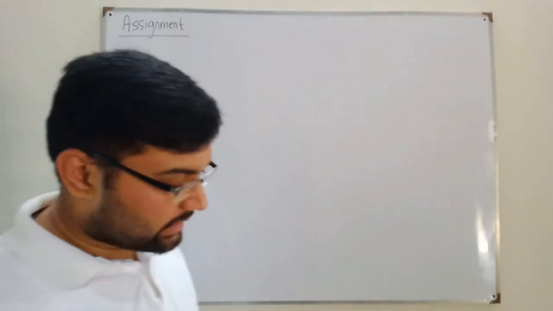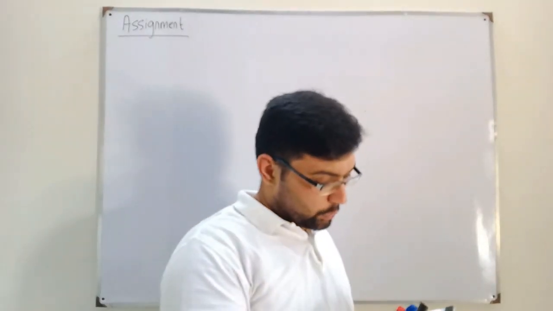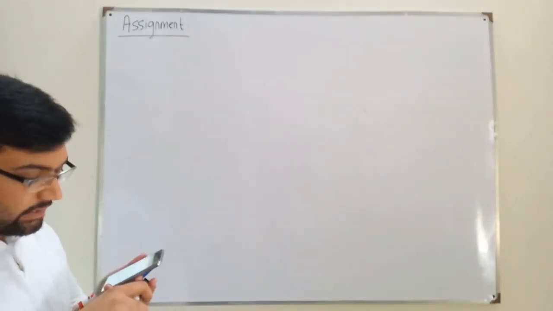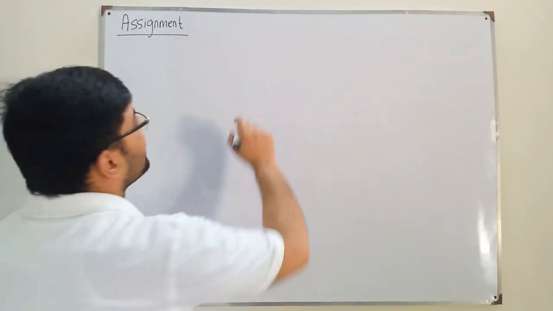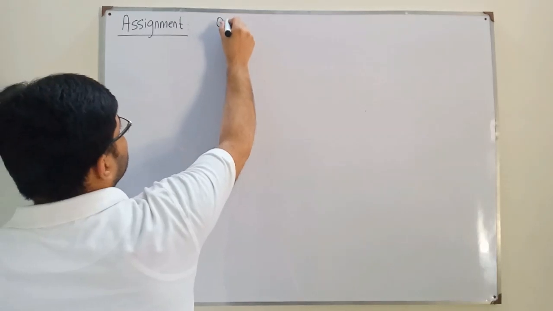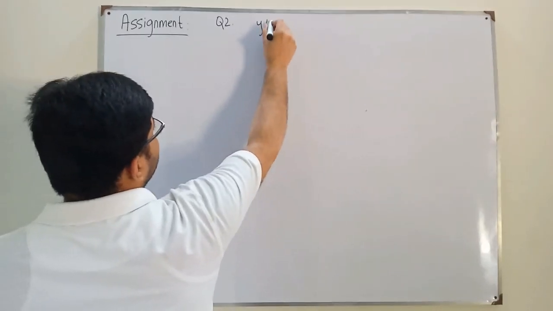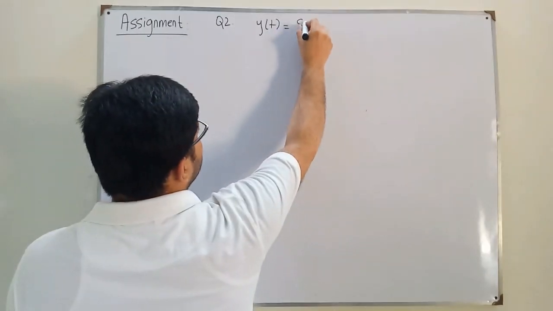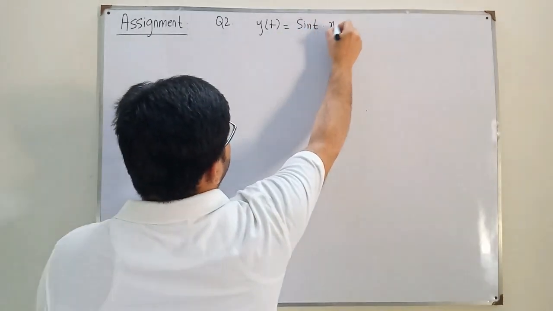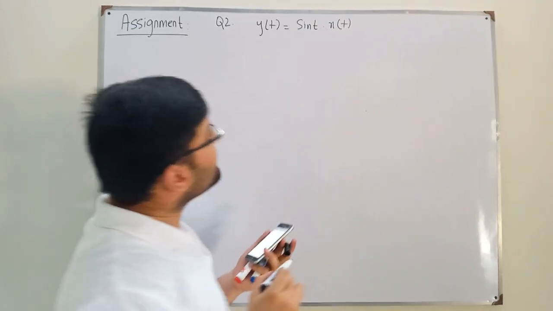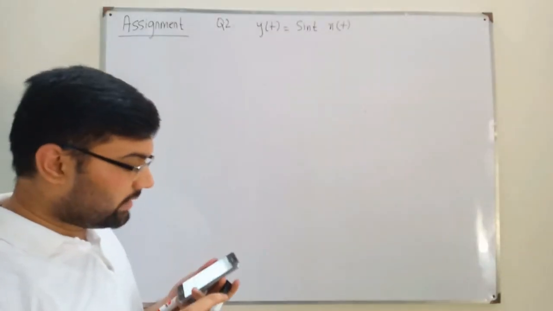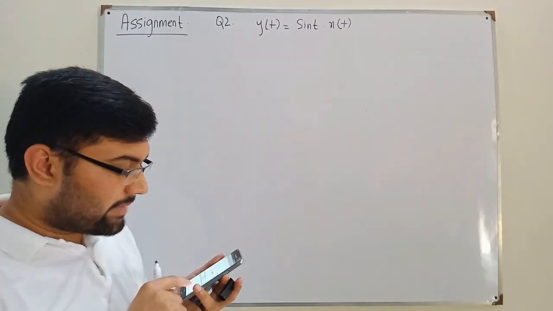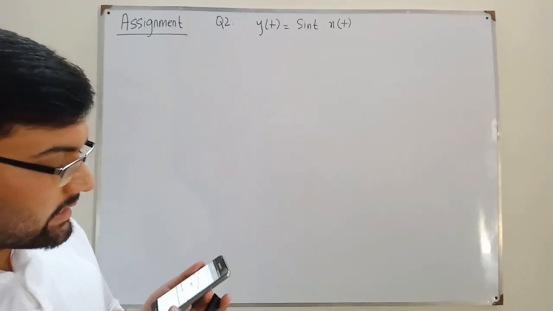Alright, now to question number 2. The system is specified to have the following input-output relationship. This is your question number 2. You are given a system y of t equal to sine of t into x of t. And you have to characterize the system behavior based on memory, linearity.